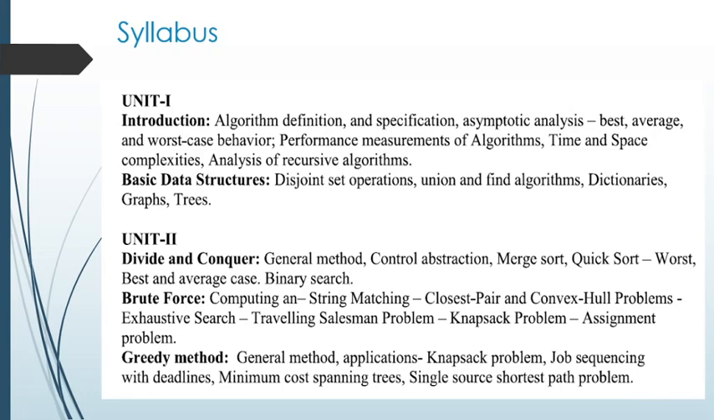And we will see the basic data structures. Already you completed data structures in your second year. So here the basic data structure like disjoint set operation. What is disjoint set operation? And we are going to see the union and find algorithm. These two algorithms are there. Definitely one question will come from union and find algorithm. And dictionaries, graphs, trees. We are going to see the basic data structure topics, because you have already completed this in the second unit. So here I just mention basic data structures.